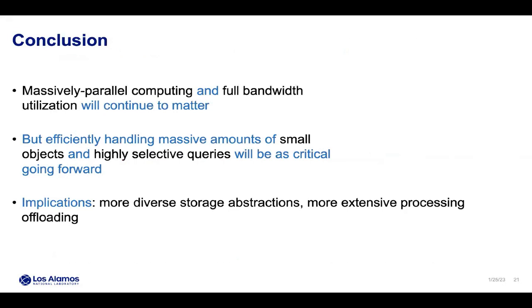So to conclude the key value case, we still care about full bandwidth checkpointing. That matters quite a bit. But if we're going to leverage the design of NVMe and NVMe over fabrics, we also want to be able to handle these massive amounts of small objects and super highly selective queries. Those are becoming critical, and we want to make sure that we support those. So obviously it leads to more diverse storage abstractions and certainly another feather in the cap for computational storage.